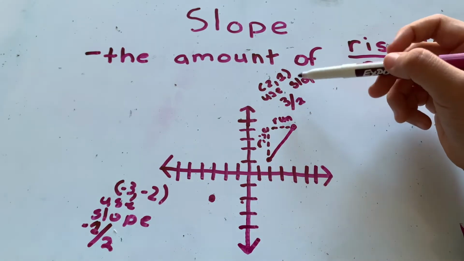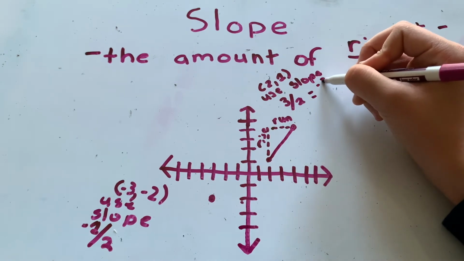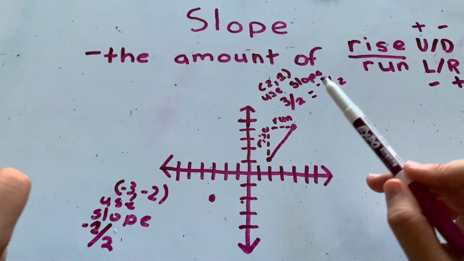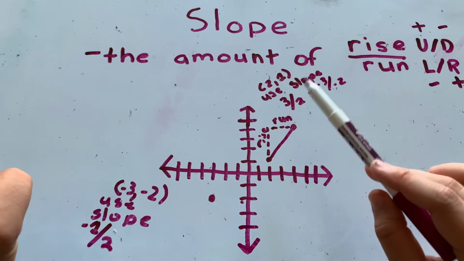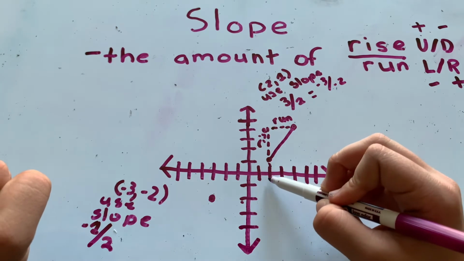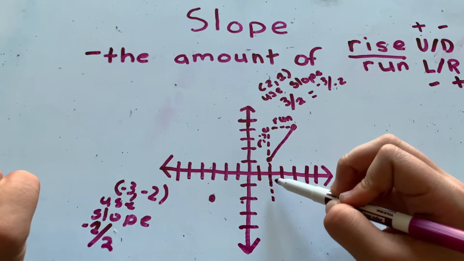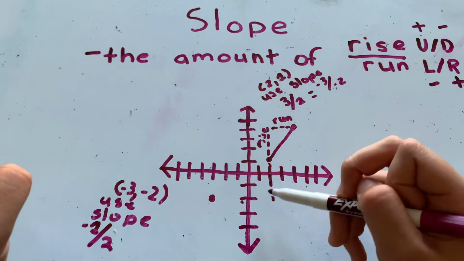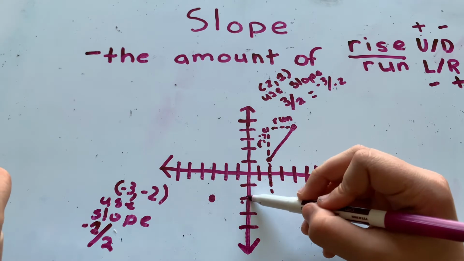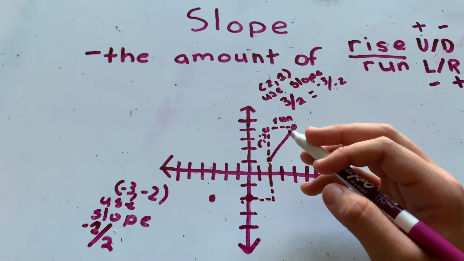And with slope, you can go the opposite way. And the opposite way would be -3 over -2. So if you were to go -3, that'd be down. So 1, 2, and then 3. And next, left 2. 1, 2. That would give you 0 comma -2.